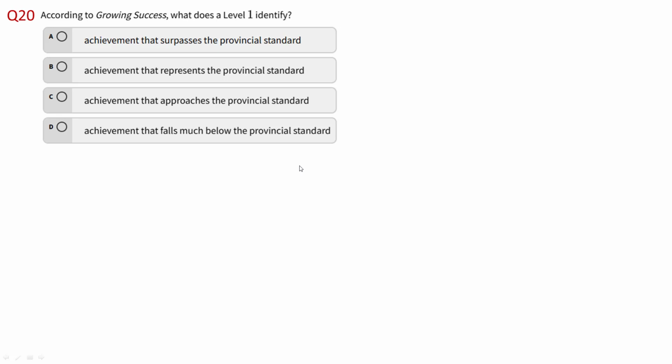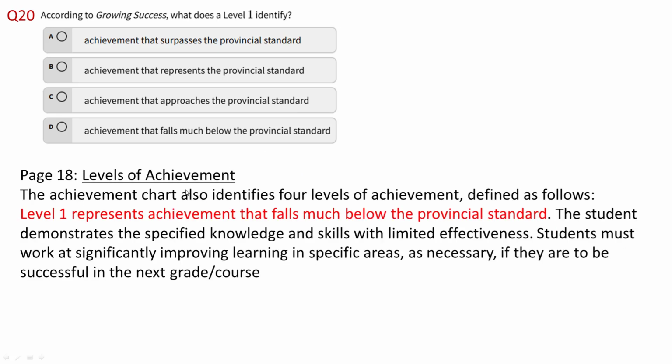Question 20. According to Growing Success, what does a level 1 identify? And back to the achievement chart on page 18, level 1 represents achievement that falls much below the provincial standard. So that's answer D. It's passing, but just marginally passing.